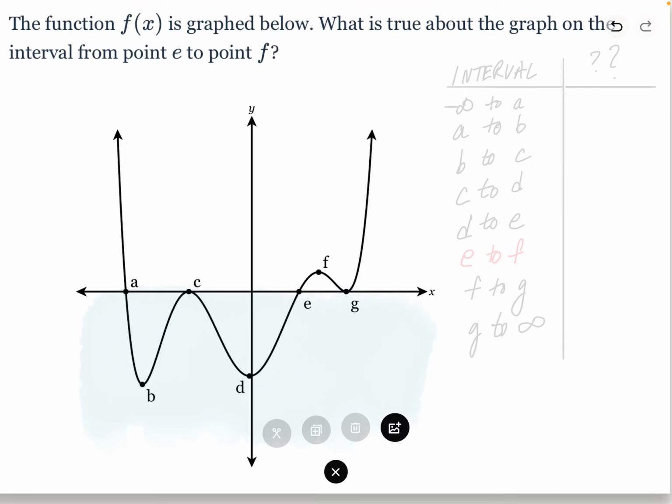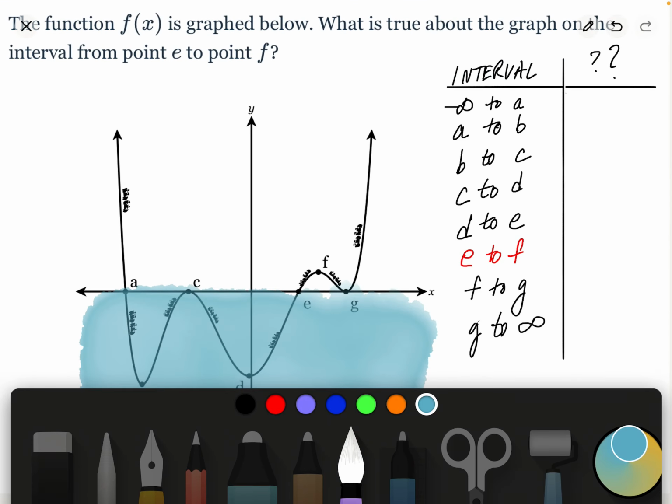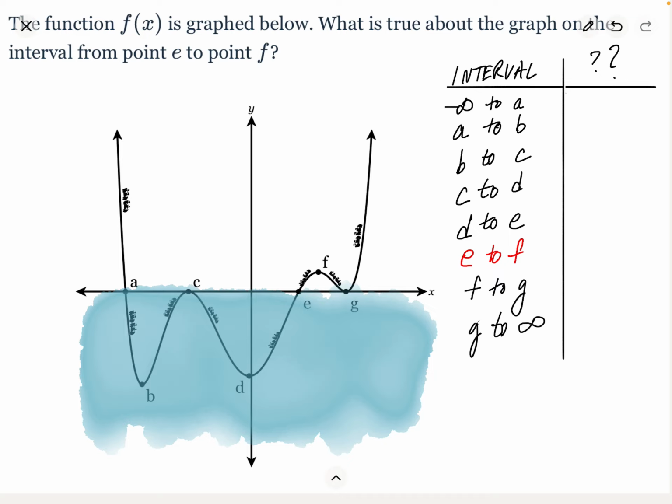The second thing I like to do is I bring home the idea of a roller coaster. So now all I have to do is look at that particular interval and see what's going on. On this interval, I can see that the roller coaster is decreasing, and since it's above the x-axis, or not in the water, it's going to be positive. So from negative infinity to a, it's going to be positive and decreasing.